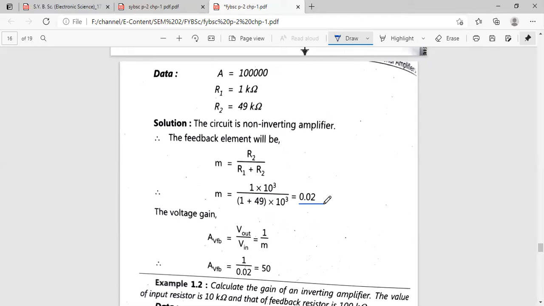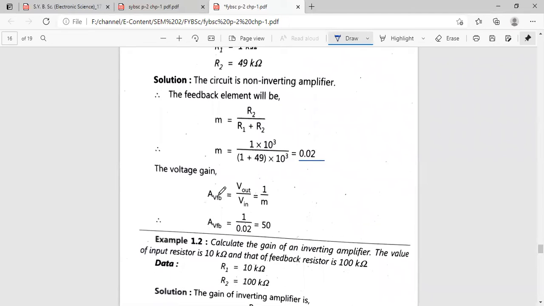Now what we have to calculate is the total voltage gain. So your total voltage gain will be V out upon V in, which is equal to the reciprocal of your feedback element. So V out upon V in is equal to 1 upon M. Now what is the value of M? M is 0.02. I can simply put the value of M, 1 upon 0.02, and the answer will be 50. So this is the total voltage gain we are expecting.